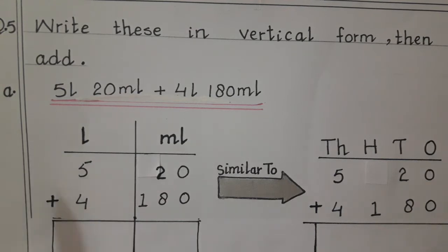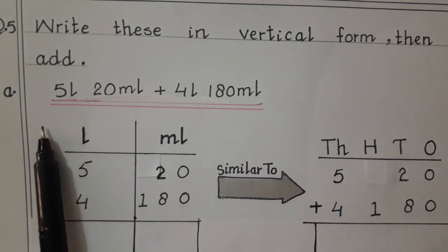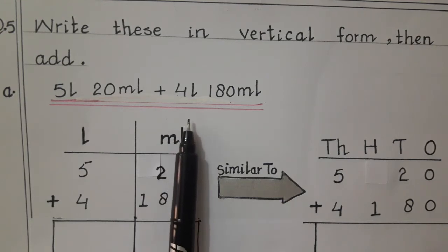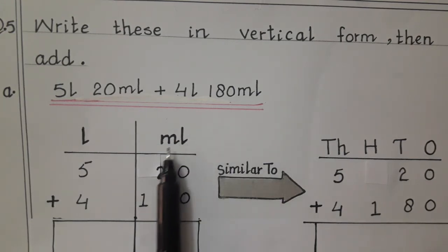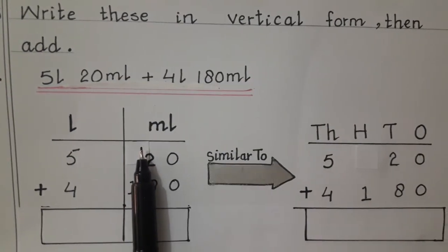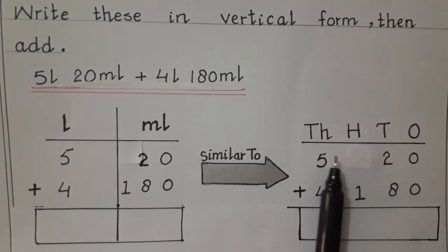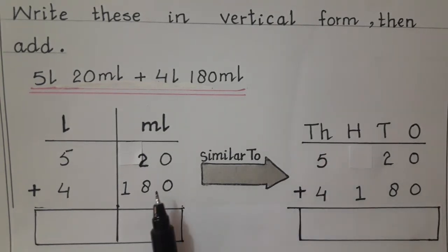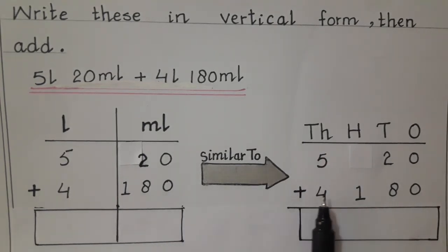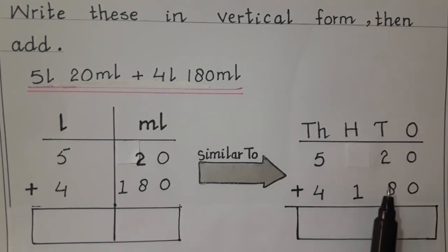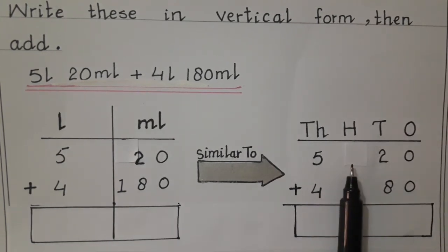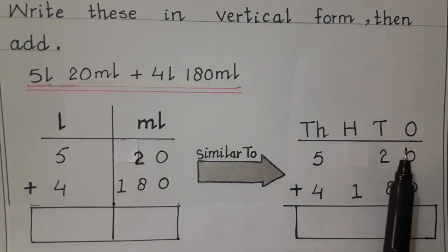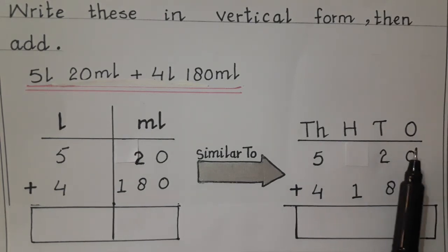Students, you can see this question is written horizontally: 5 liter 20 milliliter plus 4 liter 180 milliliter. So we will arrange them in this way. You can also write it remembering ones, tens, hundreds and thousands. If we write the question in this way or in this way, we will get the same answer. You have already done this type of question in your first term and in your previous class.